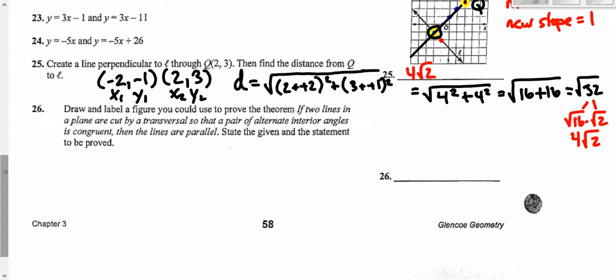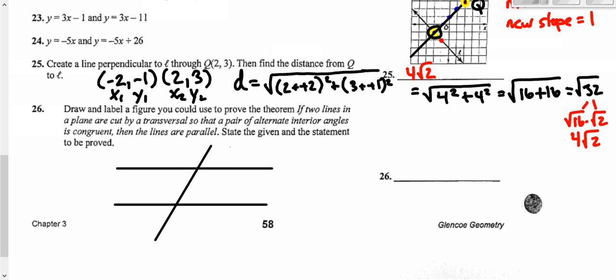Finally here, number 26. Draw and label a figure you could use to prove the theorem. If two lines in a plane are cut by a transversal, well, let's go ahead and draw that first. So here we go. So two lines cut by a transversal, so that the pair of alternate interior angles is congruent. Okay, so let's go ahead and mark these congruent. We could have marked those, it doesn't matter. Then the lines are parallel.